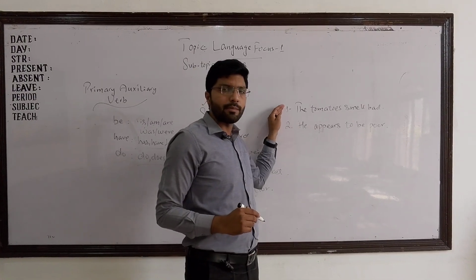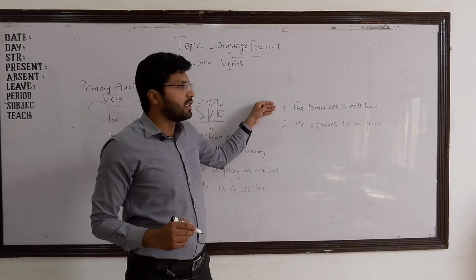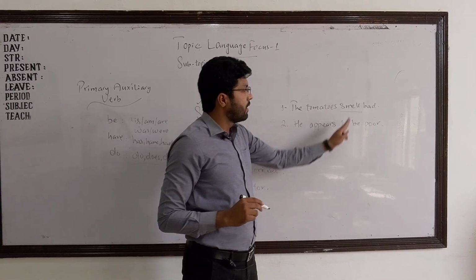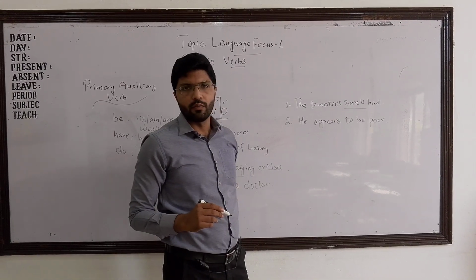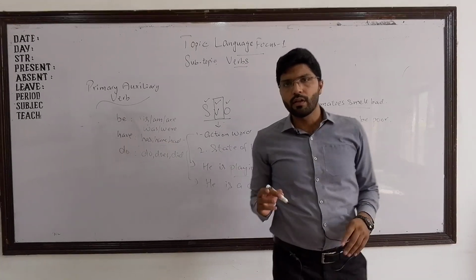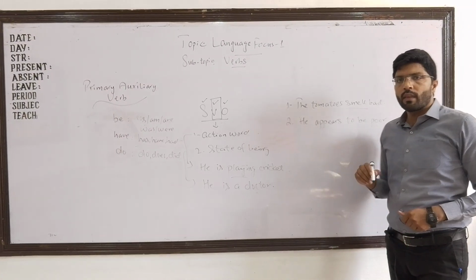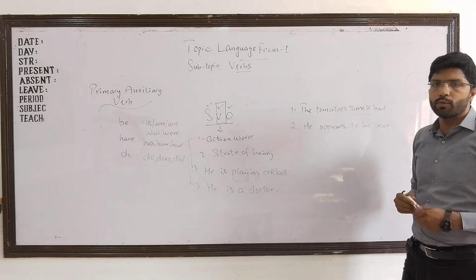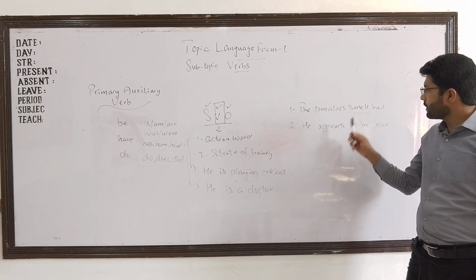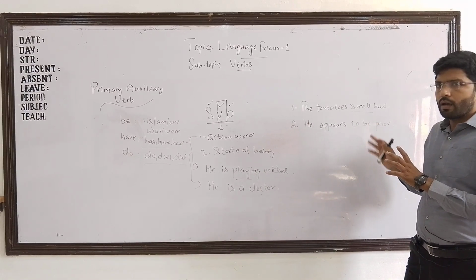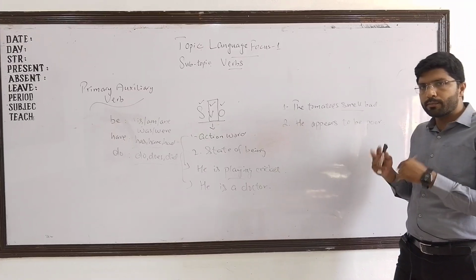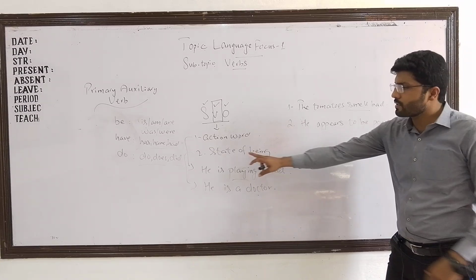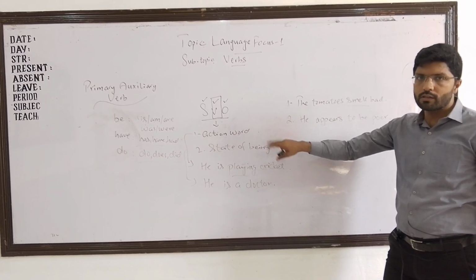So now let's have an example: the tomatoes smell bad. The question is for you: what is the function of the word smell over here in this example? Similarly, there is a second example: he appears to be poor. So appears and smell, are they performing any action? Or are they just telling a state of being? This is the question for you.